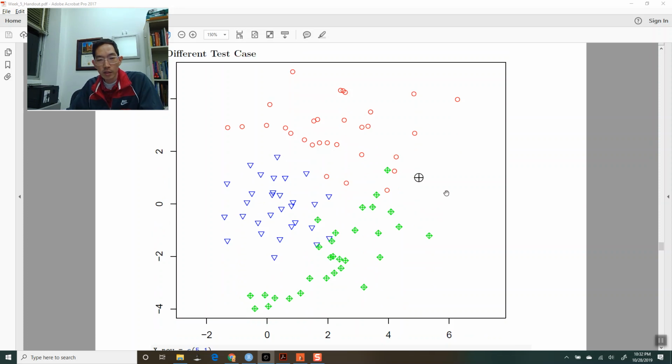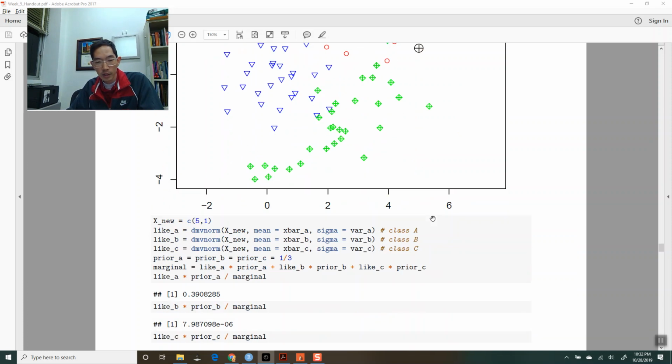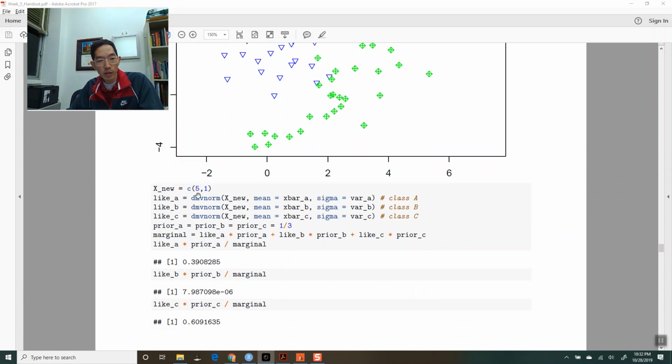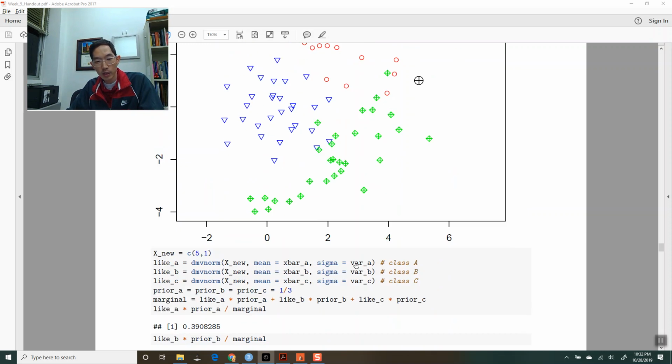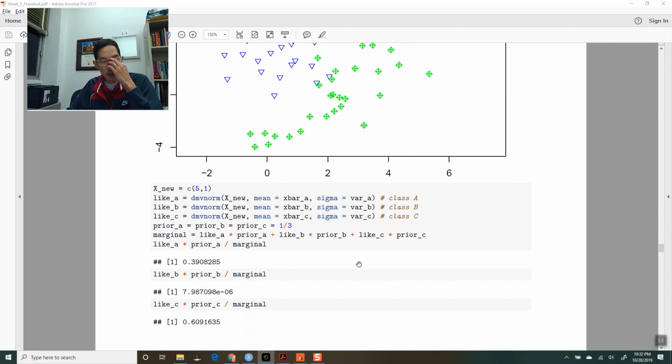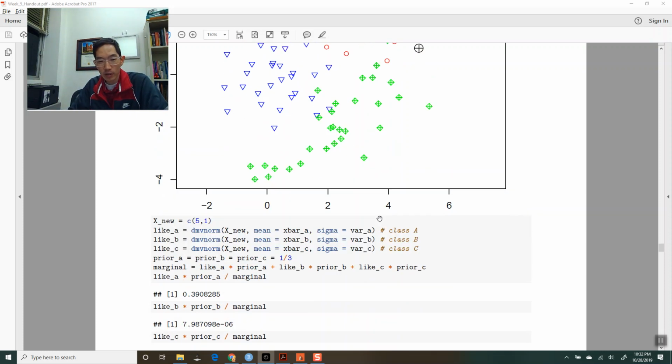All right, here's our last test case. It's at the coordinate 5, 1 right here. And we're going to do the same thing. Calculate the likelihood using our estimated means and variances. Not the actual ones, because those aren't available to us. We estimate the mean, we estimate the variance using the data points that we've gathered.